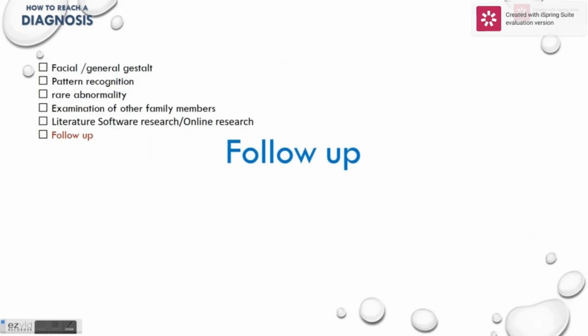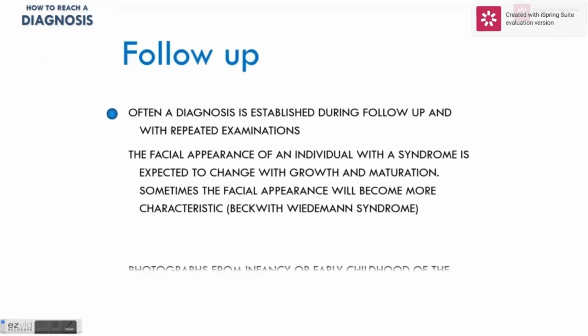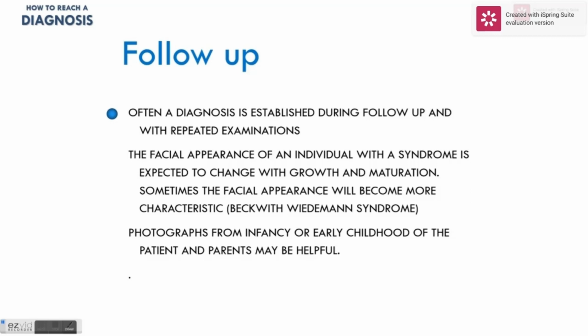Now, if you couldn't find the diagnosis by gestalt or pattern recognition or a rare anomaly, or by examining the family members, and you did search and you couldn't find the diagnosis, just follow up the patient. You may find the diagnosis. Many times you can make a diagnosis at follow-up, or by looking at previous photographs of the child, as the facial features may change with time, or the child may develop new findings or new symptoms.